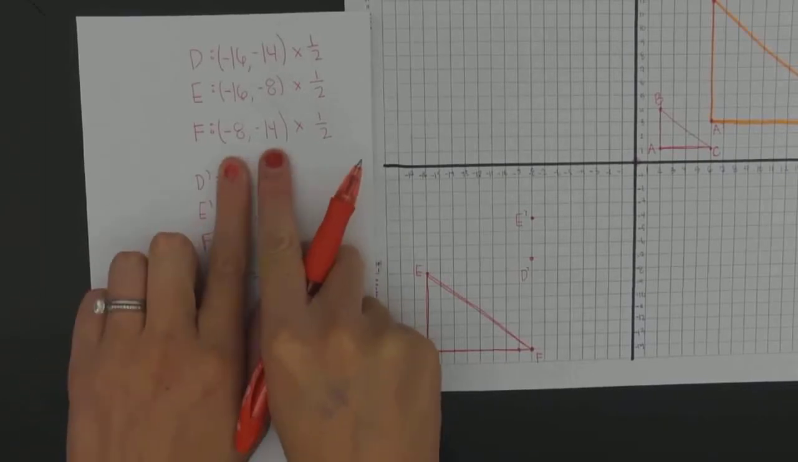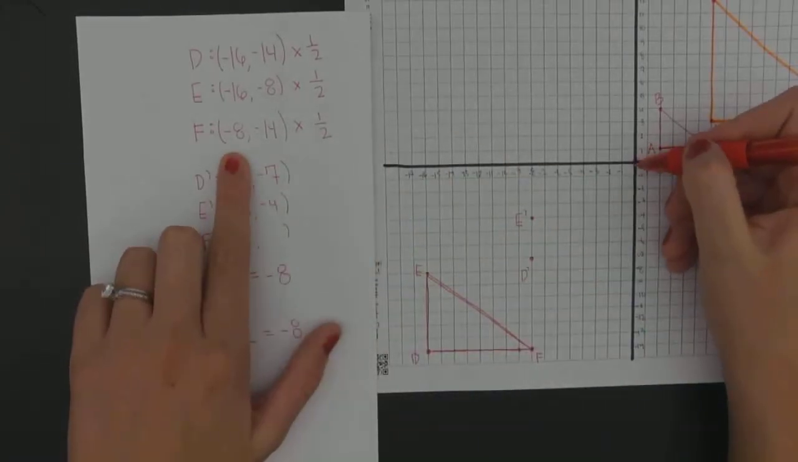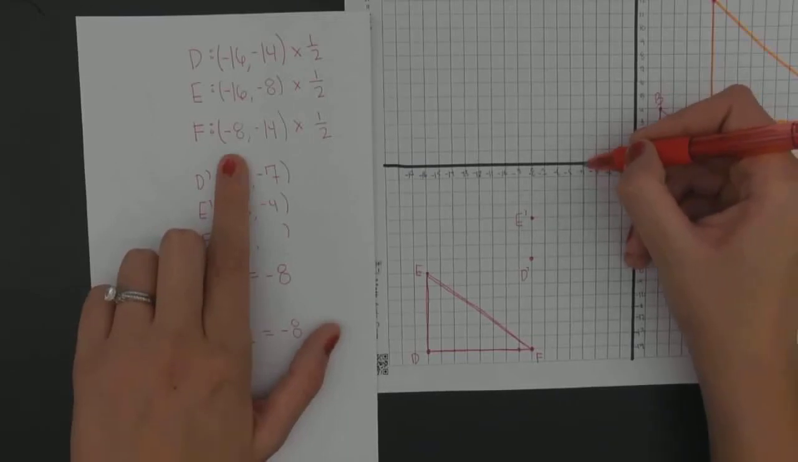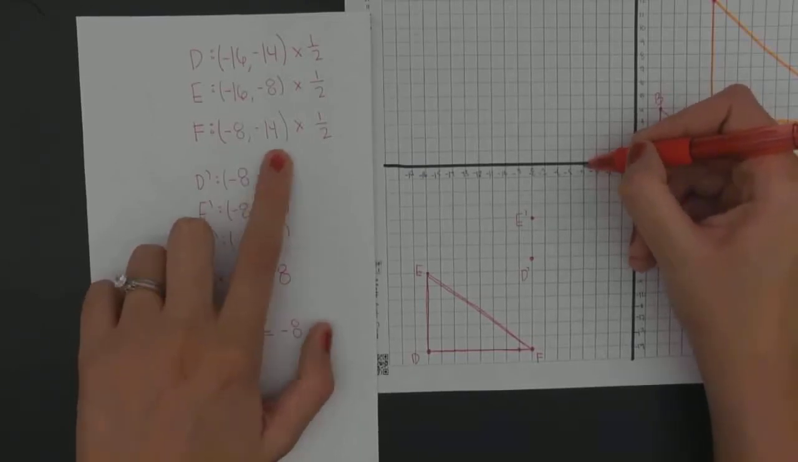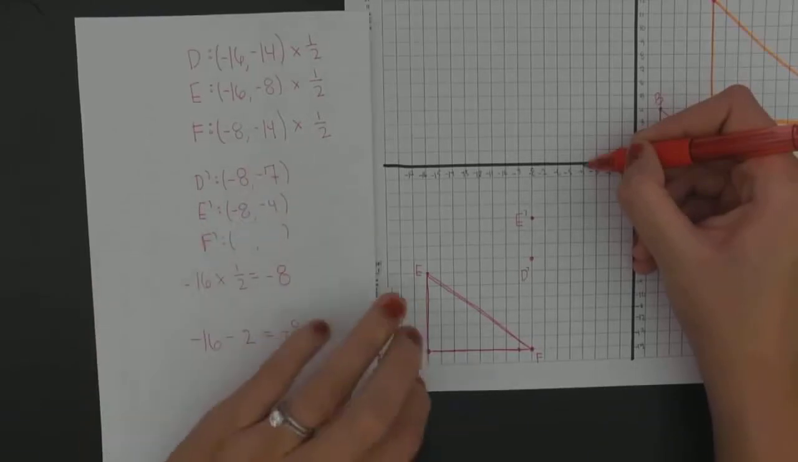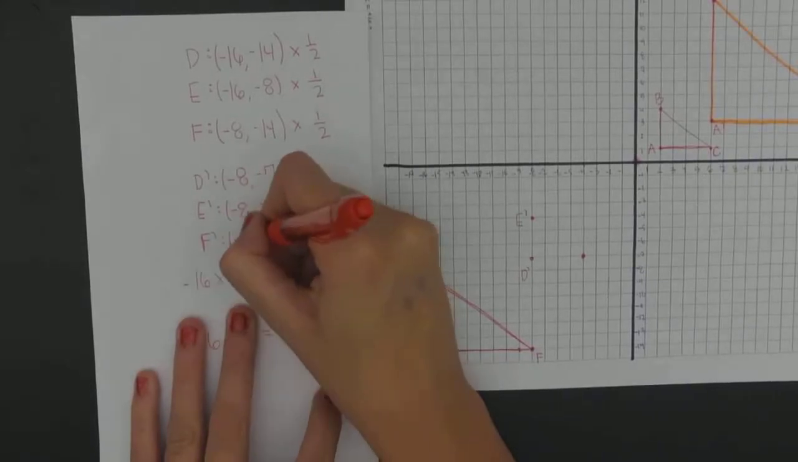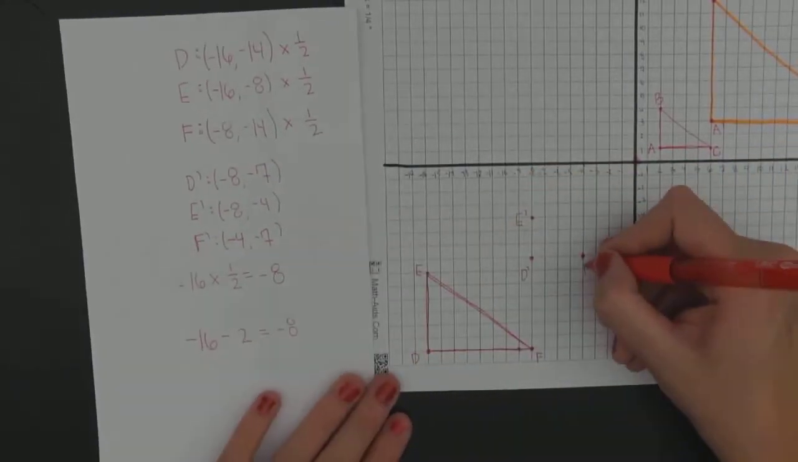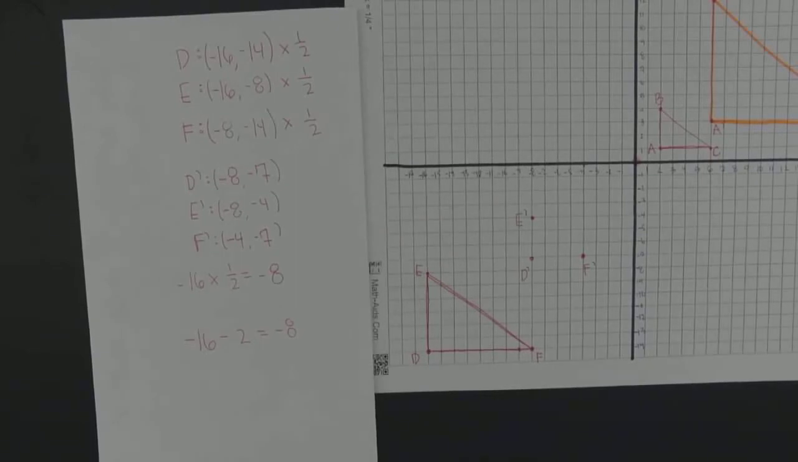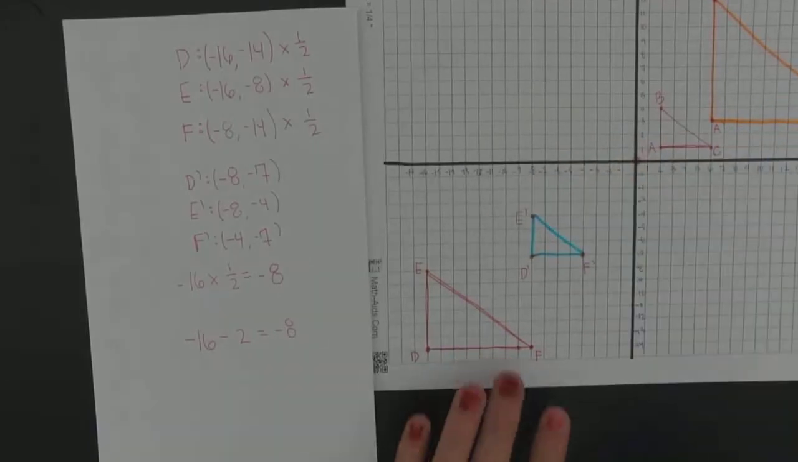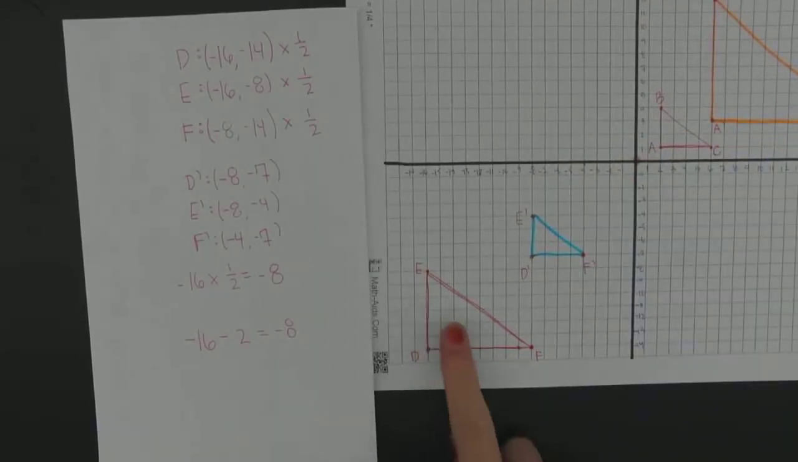All right, and our last one is F prime. And F was at -8, -14. So 1/2 of -8 is -4. So I'm going to go back -4 right here. And then -14 times 1/2 is -7. So right there at -4, -7 is F prime. I'm going to connect my triangle in blue. Ta-da! And I just did a dilation of DEF around the origin by 1/2.